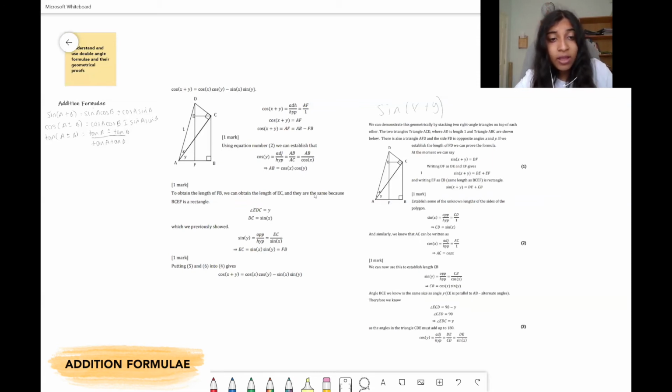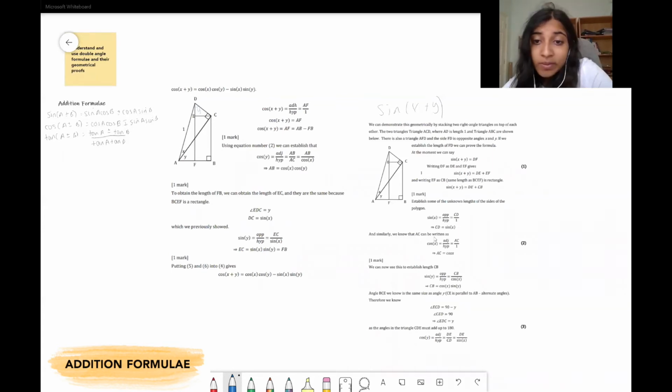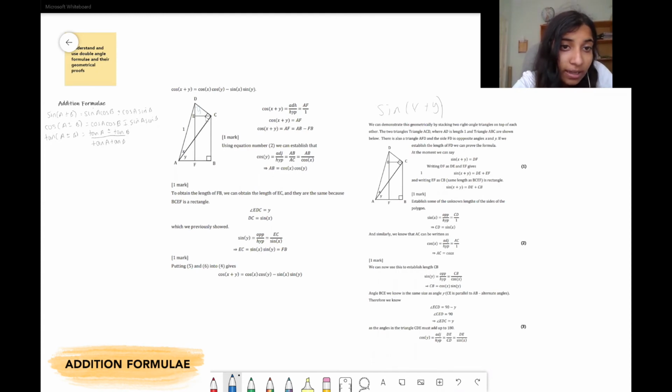So to do that, we can show that the angle EDC here, which we showed over here, is just equal to y. So we can label that again. That's just equal to y. And then we know that DC is just equal to sine x, when we said CD is equal to sine x. CD and DC are just the same, so we've already shown that. So we know that this angle is y, and side DC is just sine x.